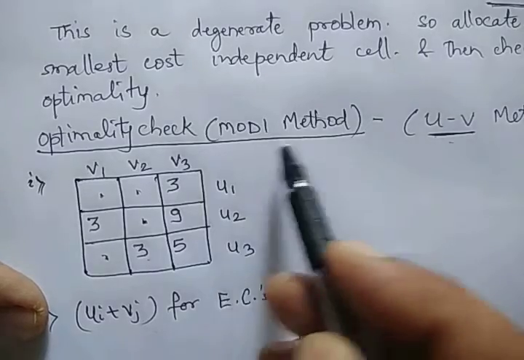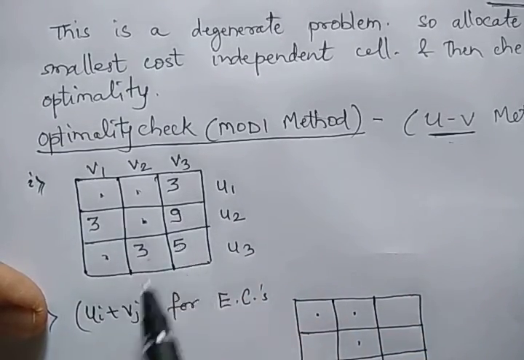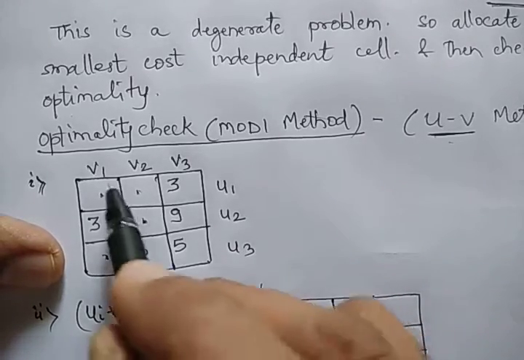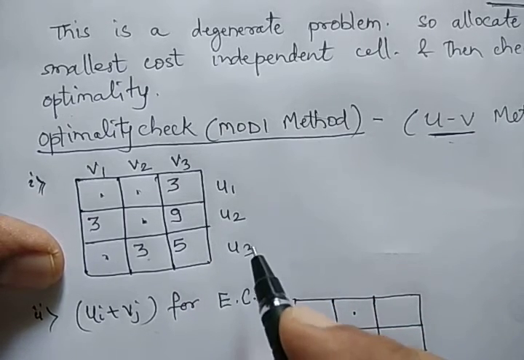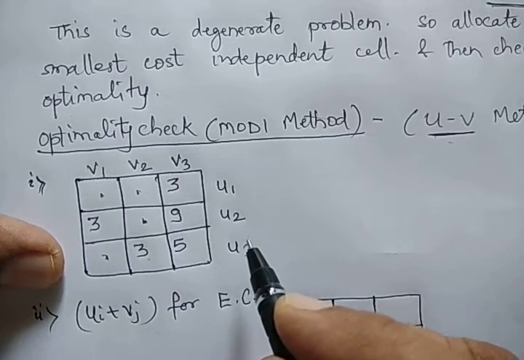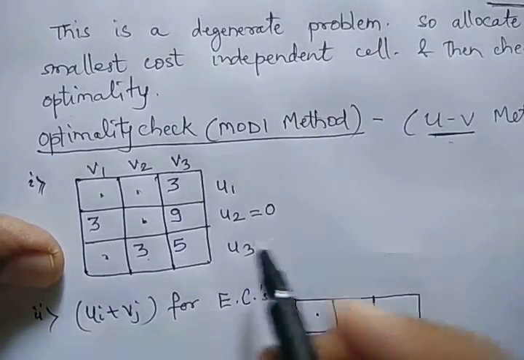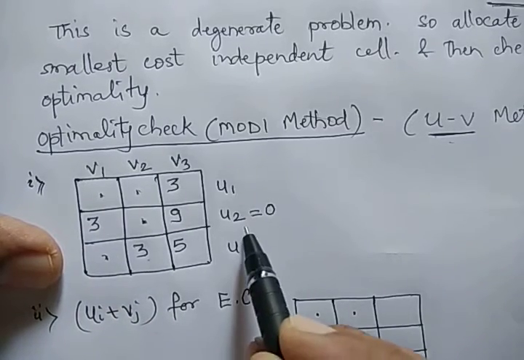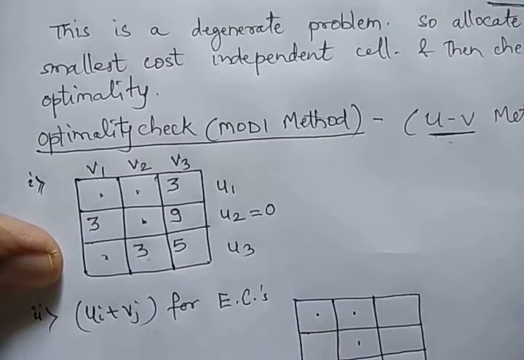These dots are called empty cells because here allocations are not done. The first step in the Modi method is to draw the matrix, write the unit transportation cost where allocations are there, and write U1, U2, U3 for rows, V1, V2, V3 for columns. Correct? Then assume any one value of U as 0. The U that has the maximum allocations can be assigned 0. So you can assign U2 as 0 or U3 as 0, because both have two allocations.